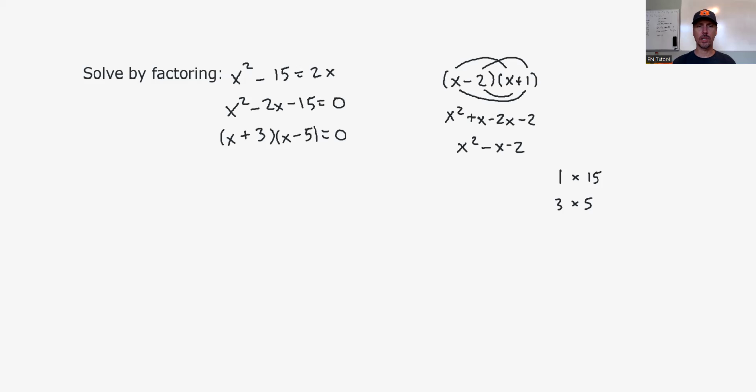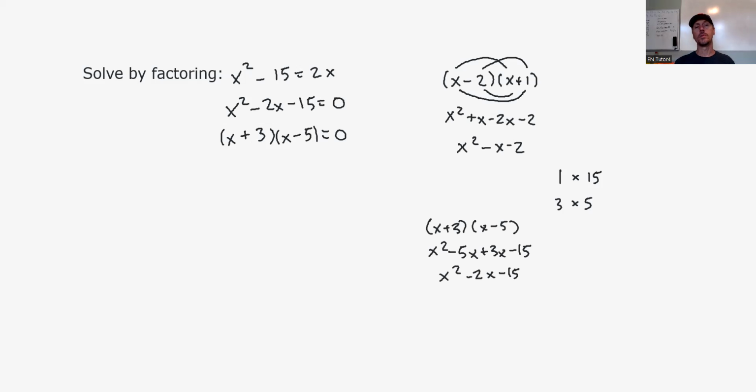Now we can check this out. We can do the FOIL method on this just to make sure that it gives us what we expect. x plus 3 times x minus 5. When we do first, we get x squared. When we do outer, we get negative 5x. When we do inner, we get positive 3x. And when we do last, we get negative 15. Combining those middle terms together, we get x squared minus 2x minus 15. So sure enough, that matches our trinomial. It looks like we did the factoring correctly.